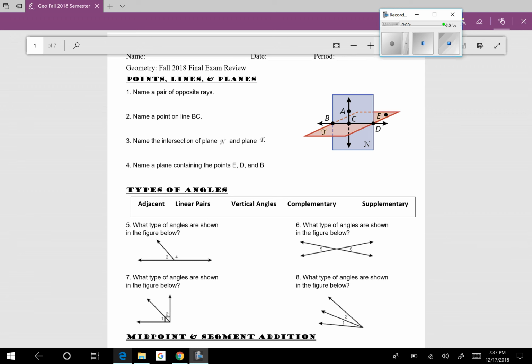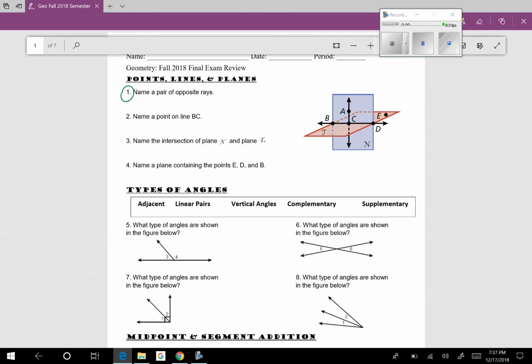Okay, welcome. We're going to go through and do all of the odds from the review. I will put up a key with both the odd and the even answers with some of the work for the evens. So first we'll start with number 1 here.